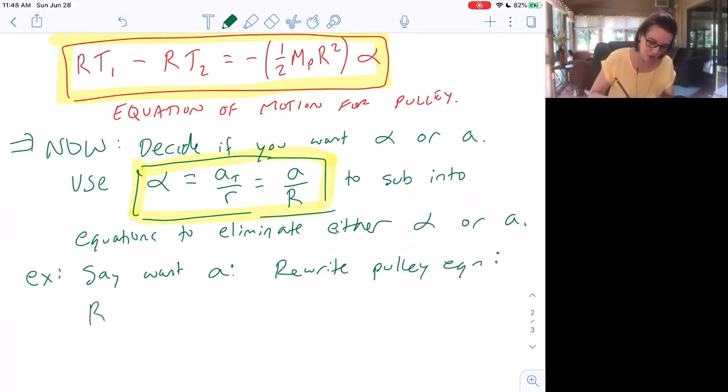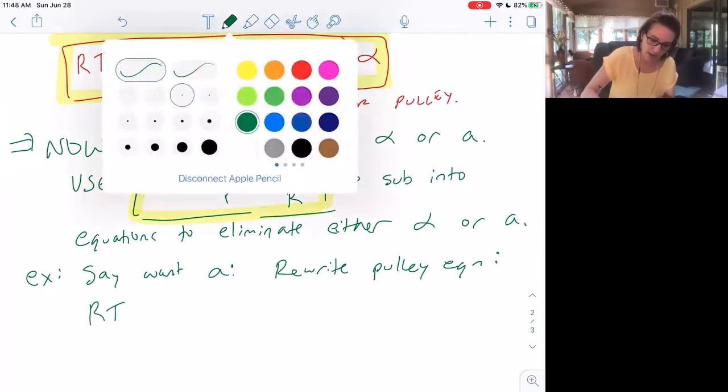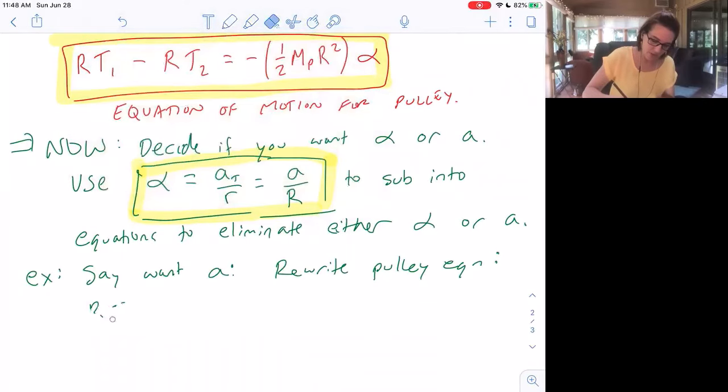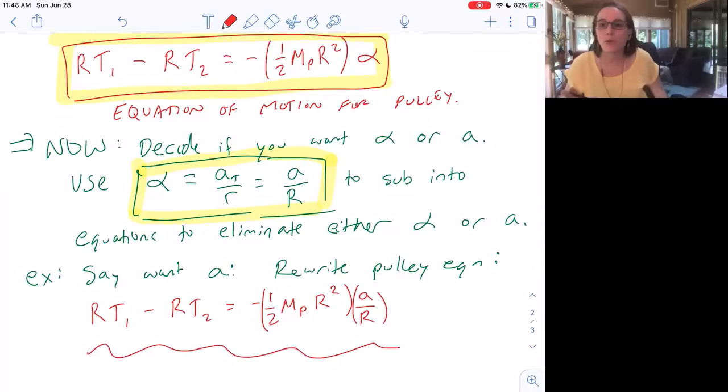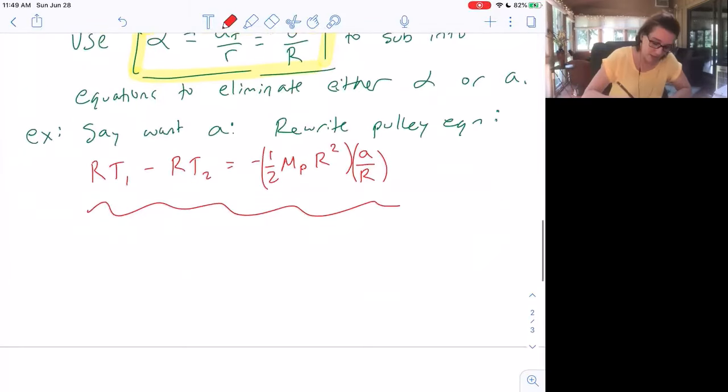And it'll say then RT1, and I'll rewrite it in red actually, just so we can keep track. So RT1 minus RT2 equals negative 1/2 m sub p r squared times alpha, but now I'm going to just put in A over r. So now I have an equation that has A in it. So it has T1, I have 3 equations and 3 unknowns.